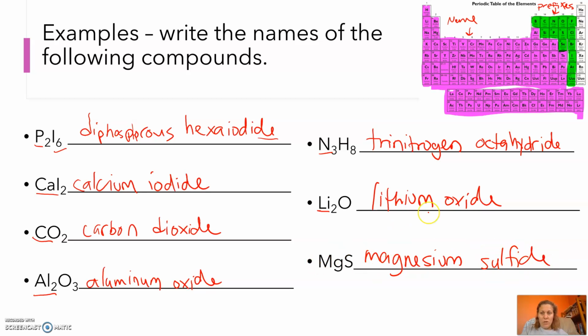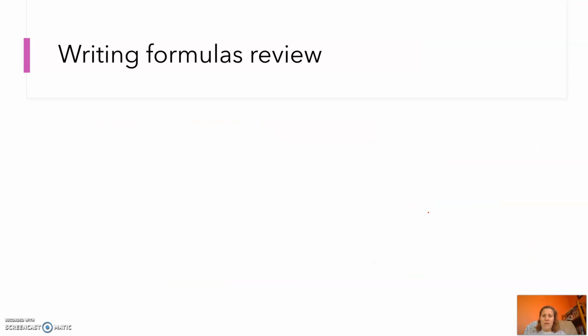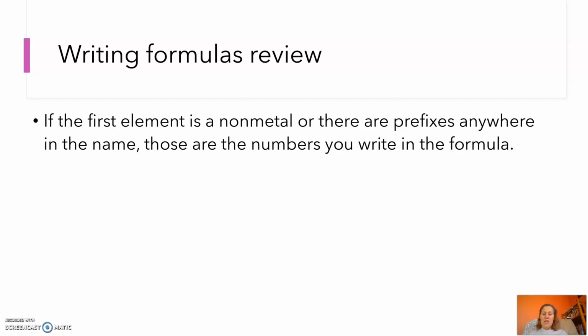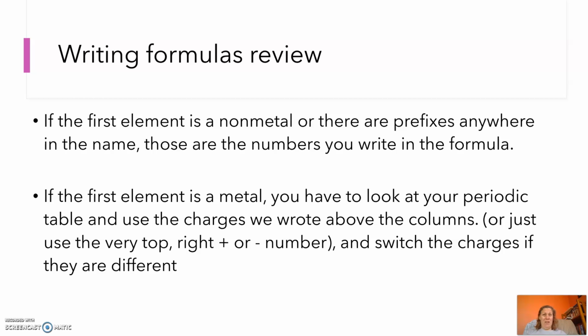Right, metal, no prefixes. Okay, so then real fast review, writing formulas. If you see the first element as a non-metal or there's prefixes anywhere in the name, then you're going to use prefixes. You're just going to use the numbers of the prefixes in the formula. If the first element is a metal, then it's an ionic compound, and you have to look at the charges on the periodic table. If you didn't write numbers above, then you're just going to use the very top corner.